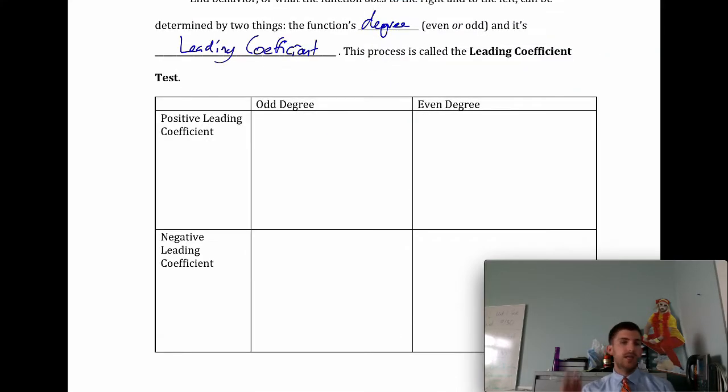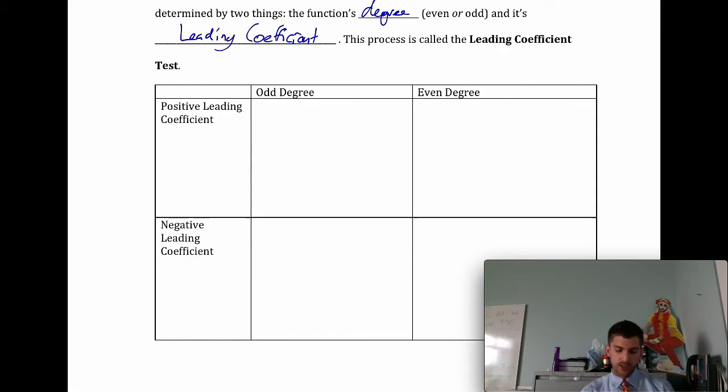So we're going to make a quick table. If you remember back to Algebra 2, if you went to Alabama for Algebra 2, you've seen this table before. If you have an odd degree with a positive leading coefficient, let's just do a rough sketch of what that could look like. An odd degree with a positive leading coefficient might look like this.